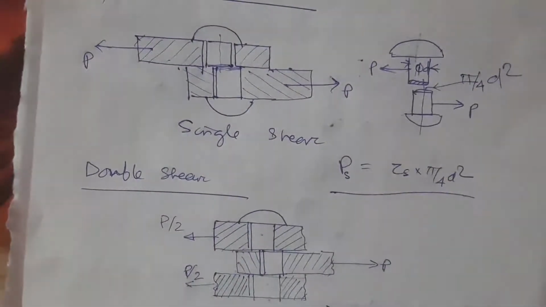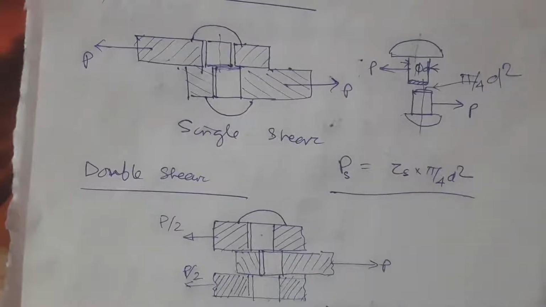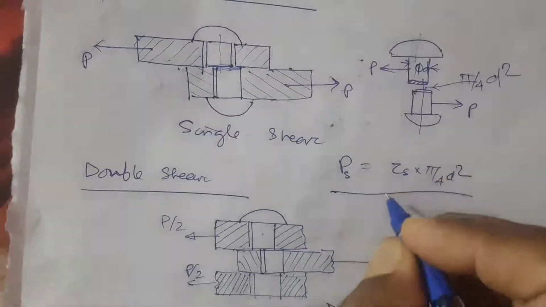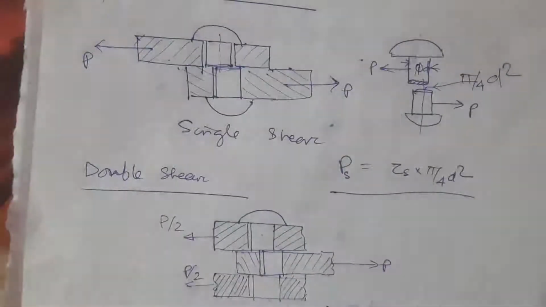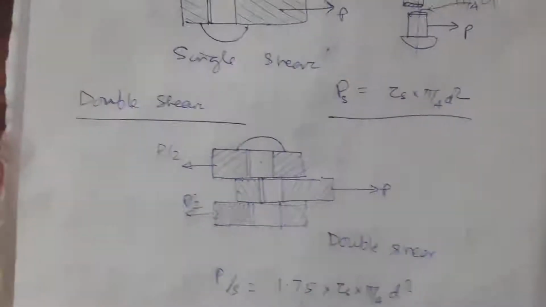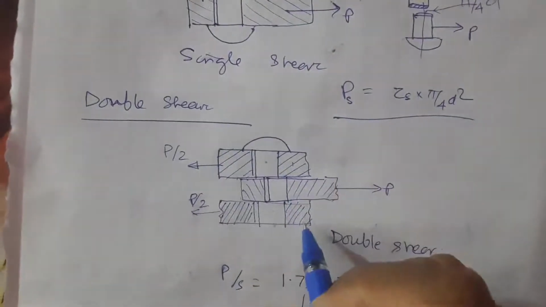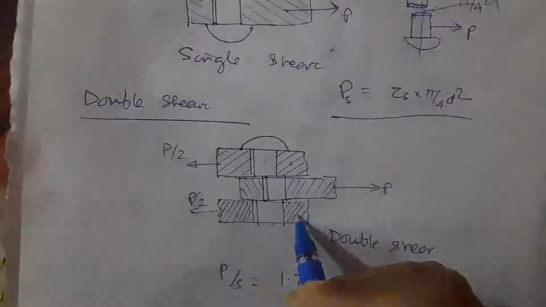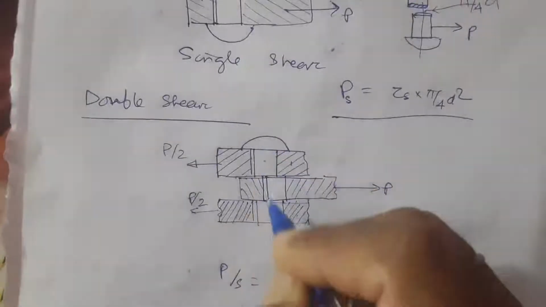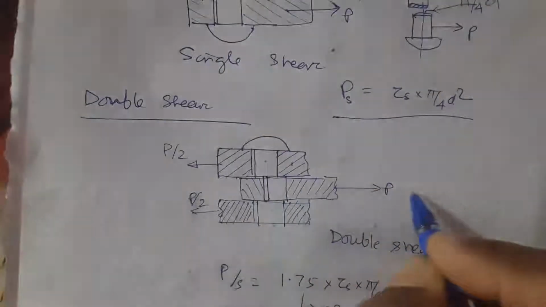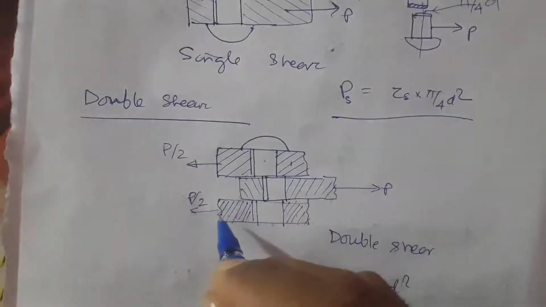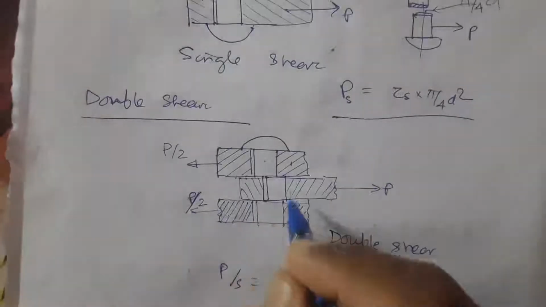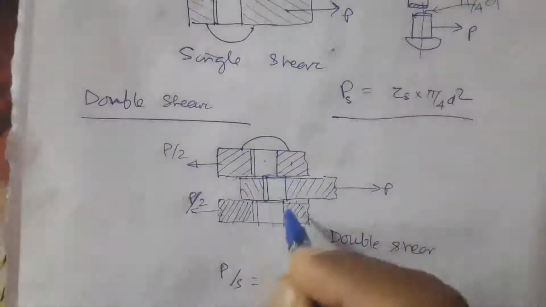If the number of rivets per pitch length is more, you have to multiply by the number of rivets per pitch length here. Similarly, if it is in double shear like in a butt joint, with the top cover strap, the bottom cover strap and the main plate, and the rivet, the total pull is P, and it is shared by the top and bottom, half and half.